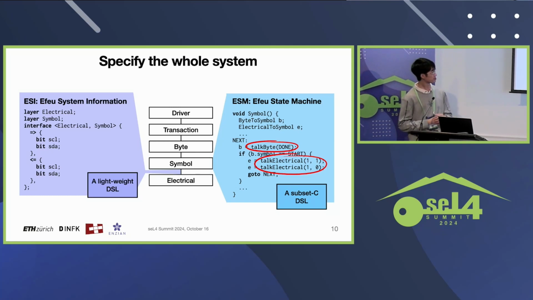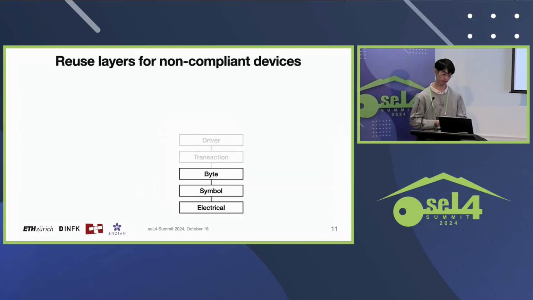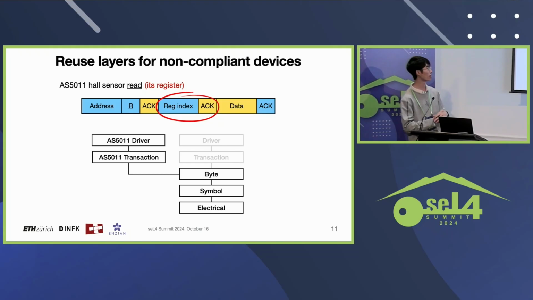And we model the stack in layers, and one important reason is that now we can reuse those layers to model all kinds of devices, including the non-compliant device. Recall that the AS5011 sensor violates the transaction abstraction, but the layers below transaction are unaffected. We can simply reuse those layers without modification, without the need to re-verify them, and only build specialized transaction and driver layers on top. With that, we can model as many devices as we need with minimum engineering effort.